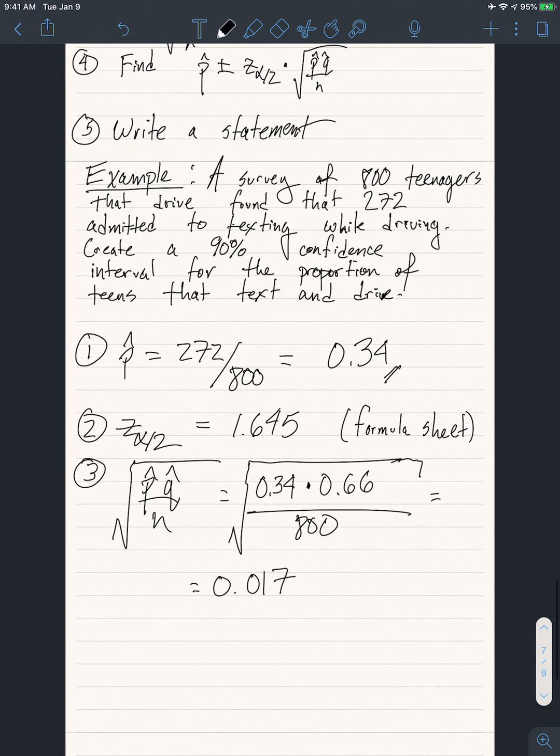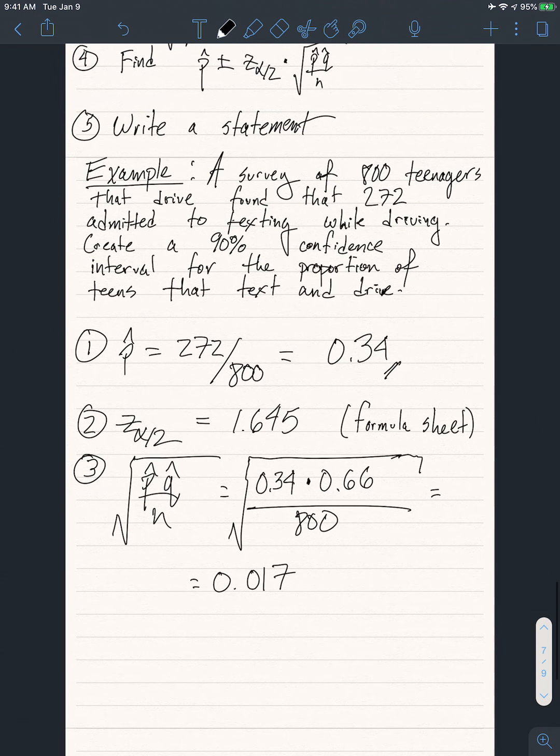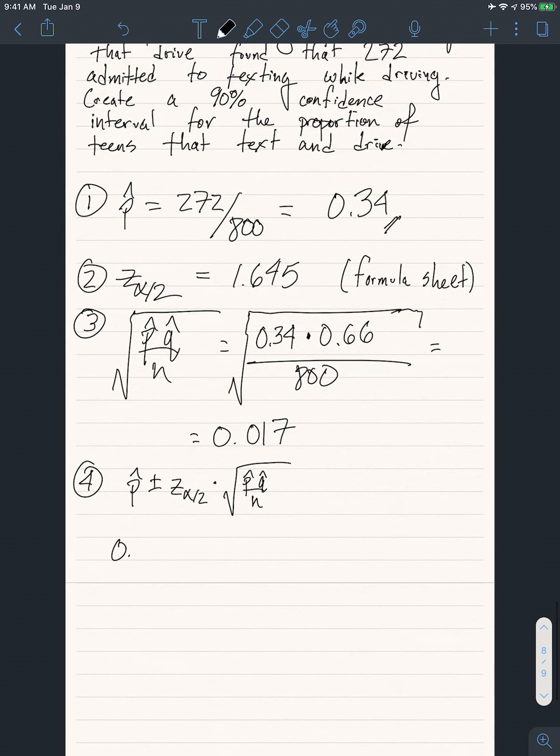Step 4 said find p hat plus or minus z sub alpha over 2 times the square root of pq over n. Basically, step 4 is combining these other three steps: p hat plus or minus the critical value times the standard error, the square root of p hat q hat over n. Well, p hat was 0.34. I'm just filling in what we found above: 0.34 plus or minus the critical value 1.645 times the square root of p hat q hat over n.